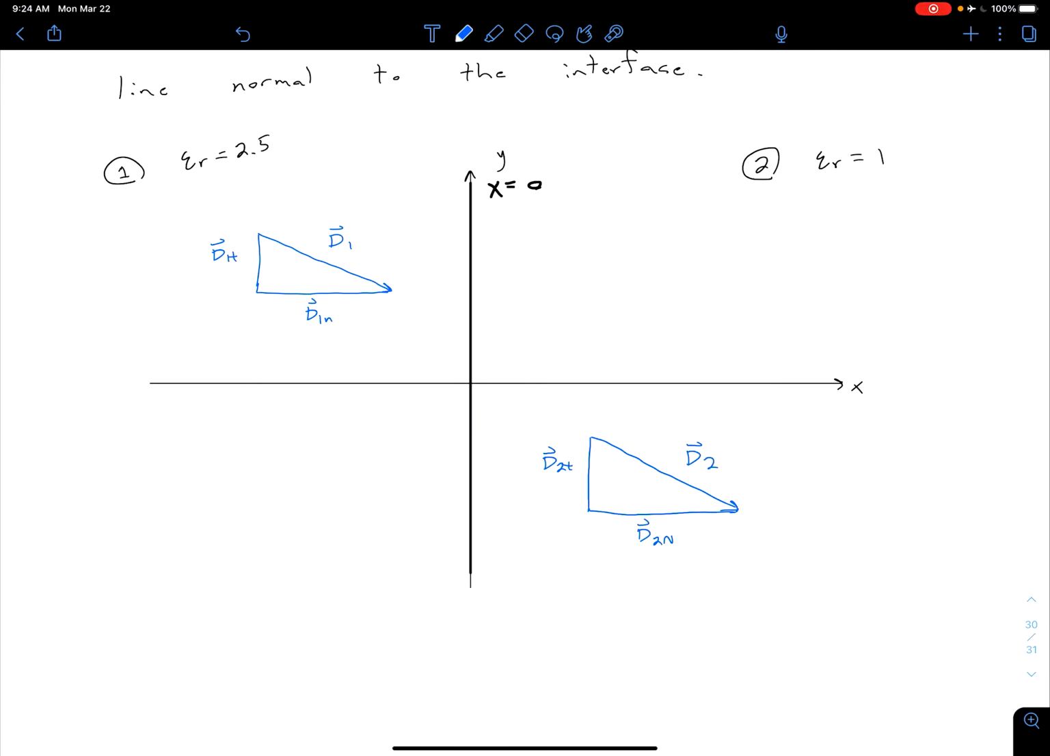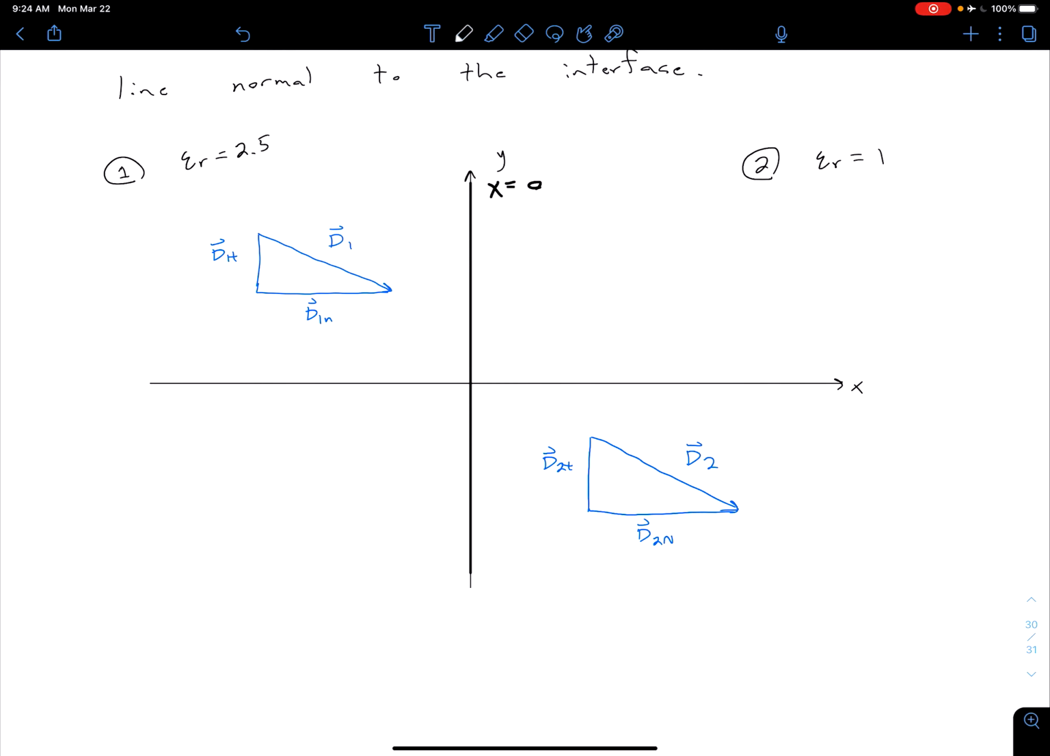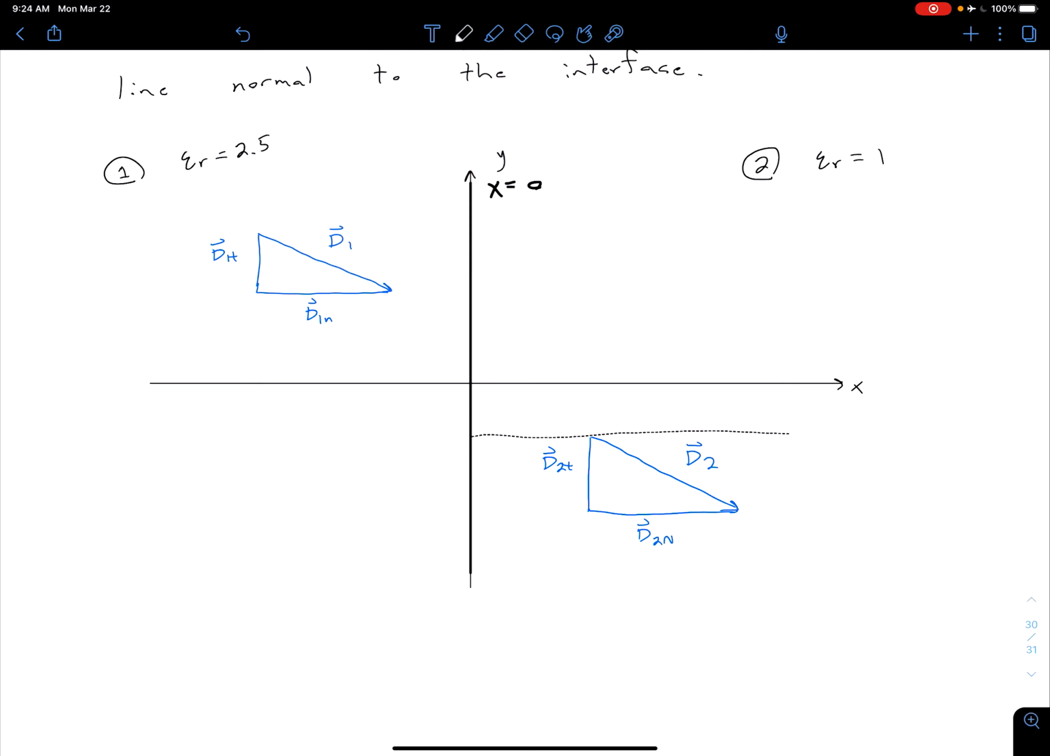And what we're interested in with that theta 2 is, let's switch over here and get a dashed line. We want the angle between our D2 and some line normal to the interface. So we're interested in this theta 2 right here. And again, from geometry, we can determine that that theta 2 is the same as this theta 2 inside our right triangle.